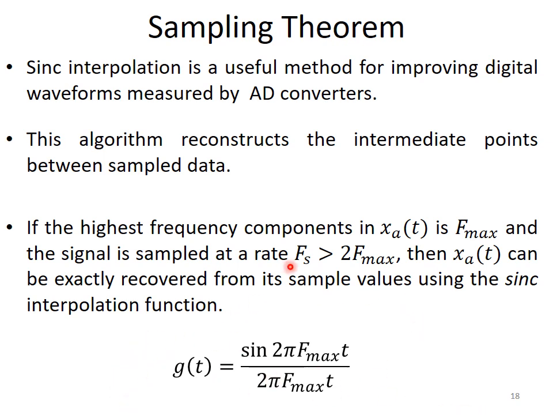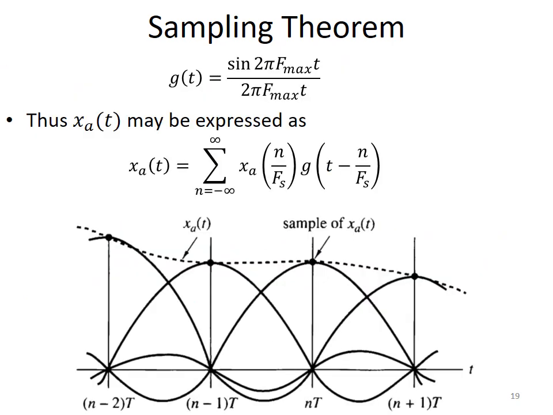Sinc interpolation is the most commonly used method in digital signal processing. Now the sinc interpolation function for reconstructing xa of t can be rewritten in this form, where 2 pi f max is the frequency of the signal. In order to reconstruct the continuous time waveform from the discrete waveform, sinc functions are generated at each sampling interval. These are called shifted sinc functions.